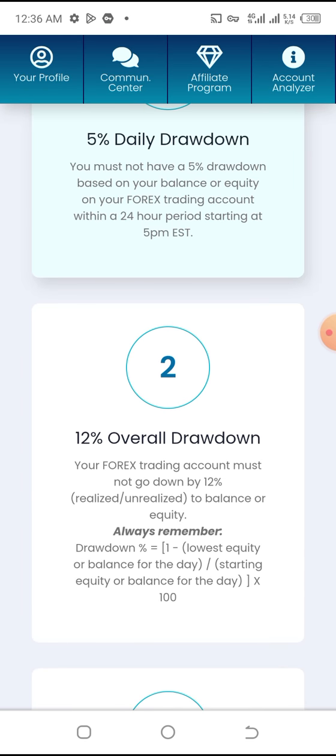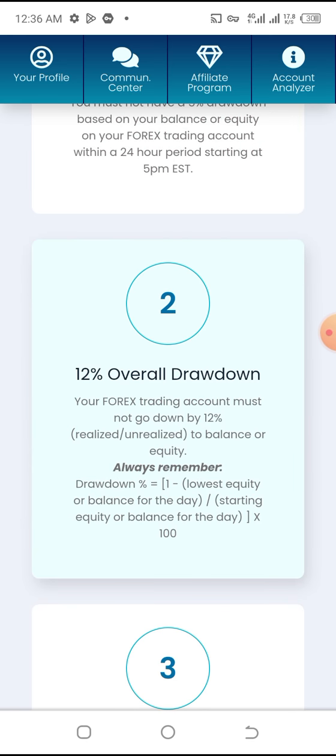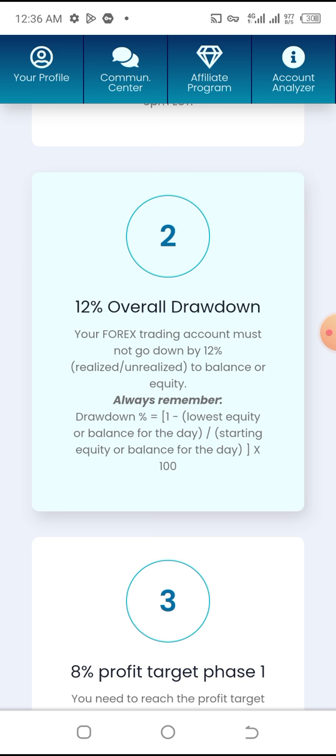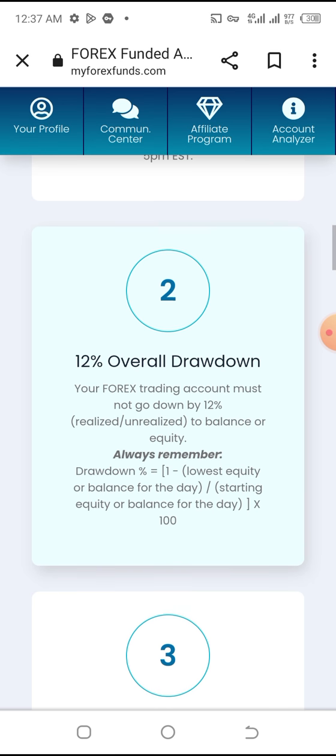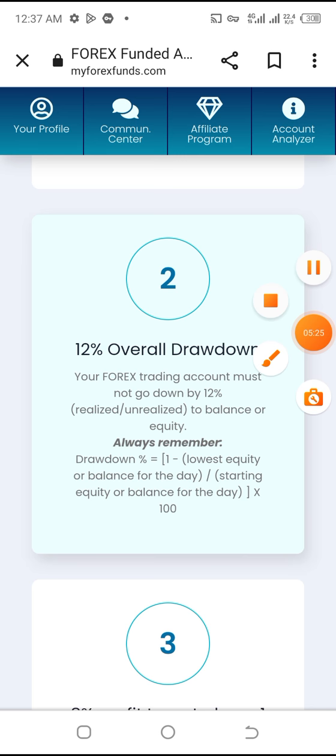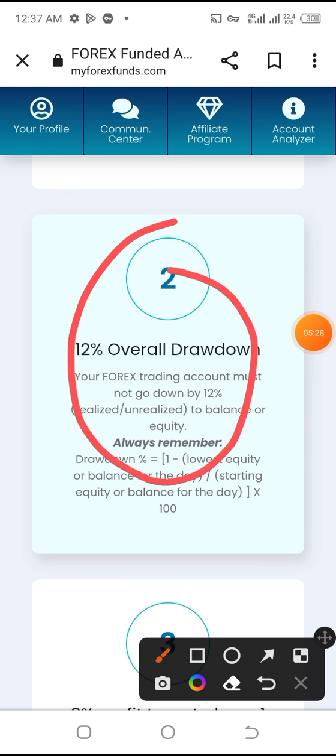When you buy yourself an account and you start trading, let's say on Monday, when you say 12% overall drawdown, it's like your account has been consistently running at a loss. Every day you're in a loss, you close losses until you reach a loss of 12% without making any profit. Let's say you bought an account of $10,000. What is 12% of $10,000? 10% of $10,000 is $1,000, so I think 12% is something like $1,200.